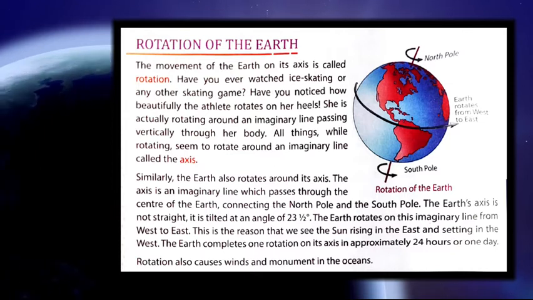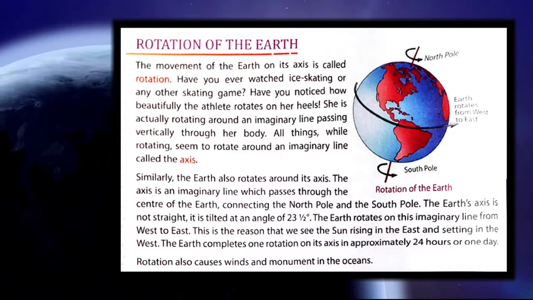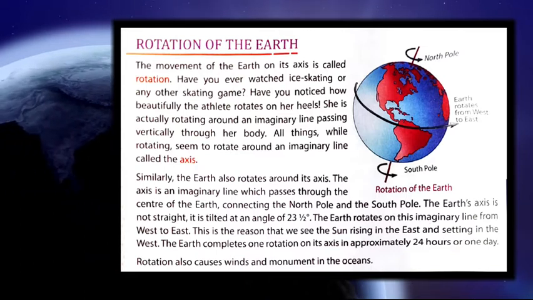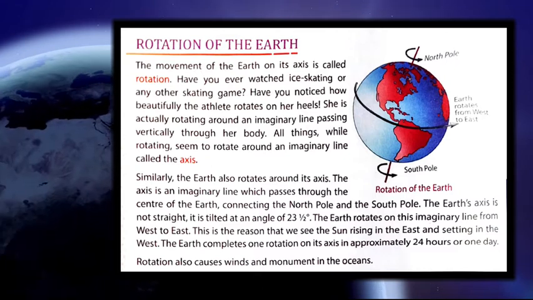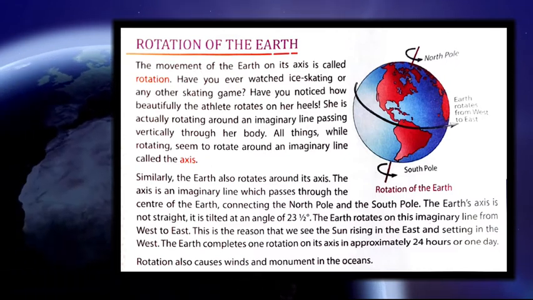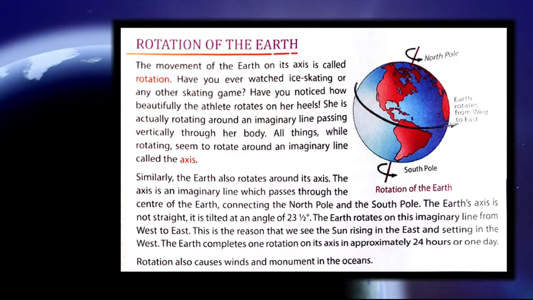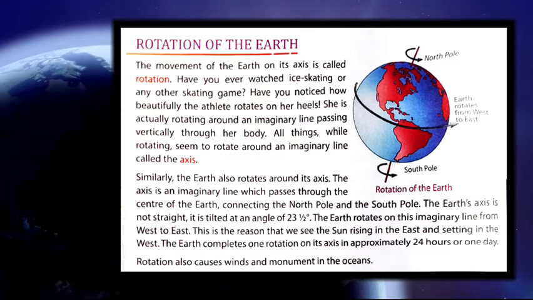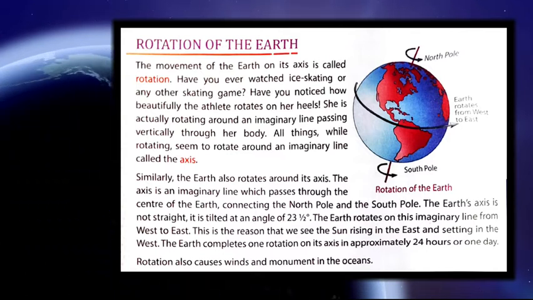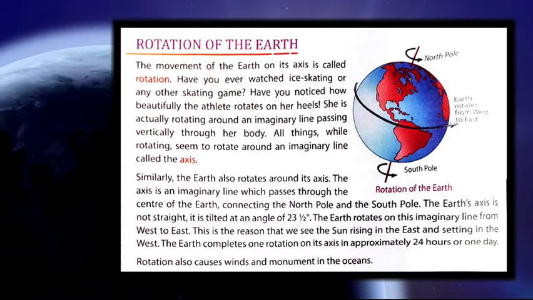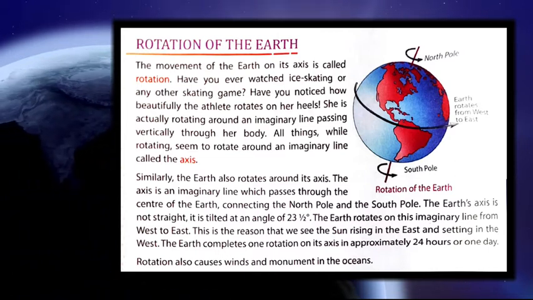If you have seen any athlete moving on her heel, you can imagine the movement of the earth also in a simple way. This movement of the earth from west to east is known as rotation. Similarly, the earth also rotates around its axis. The axis is an imaginary line which passes through the center of the earth, connecting the North Pole and the South Pole. The Earth's axis is not straight.